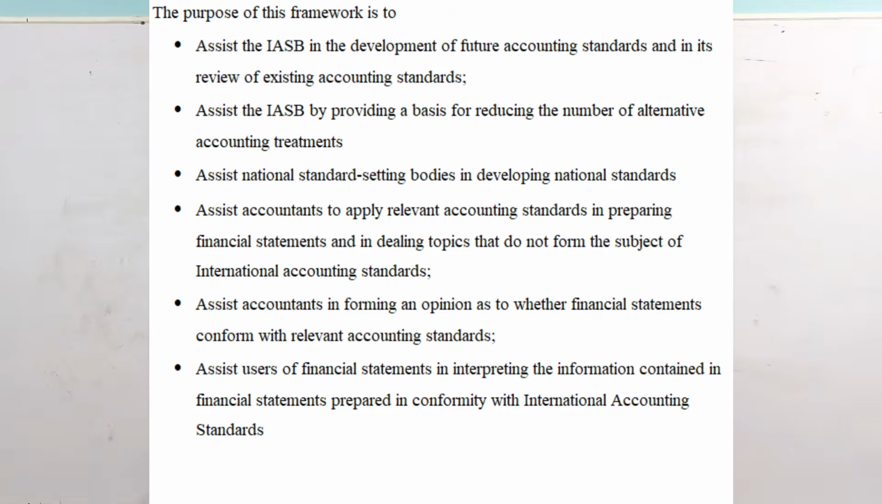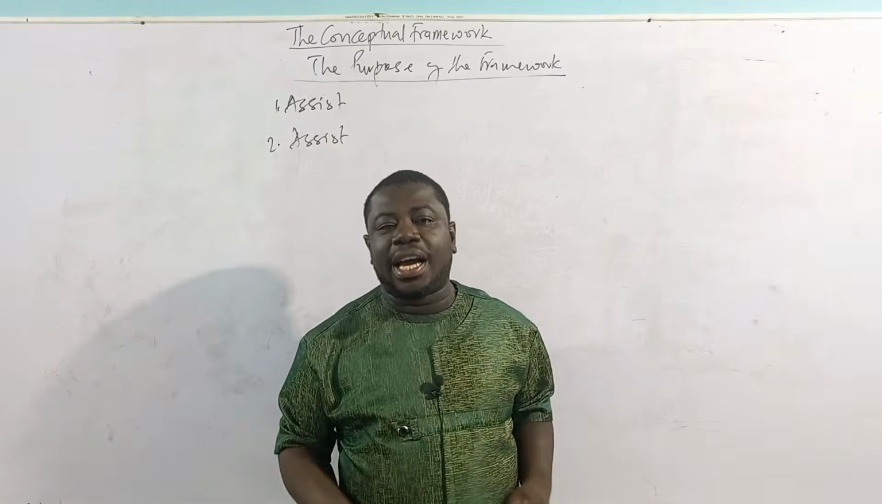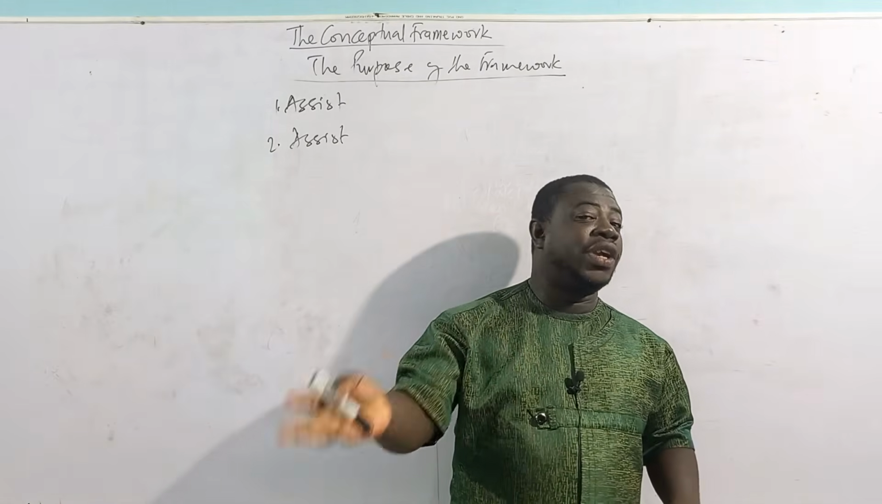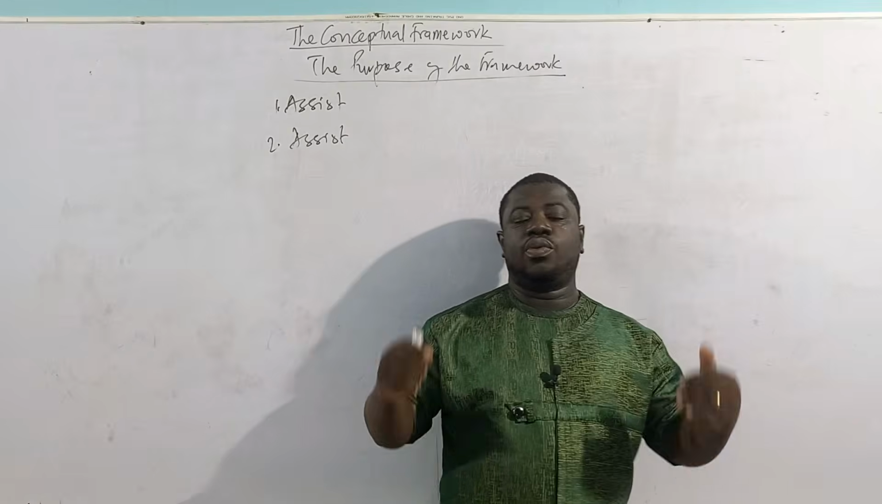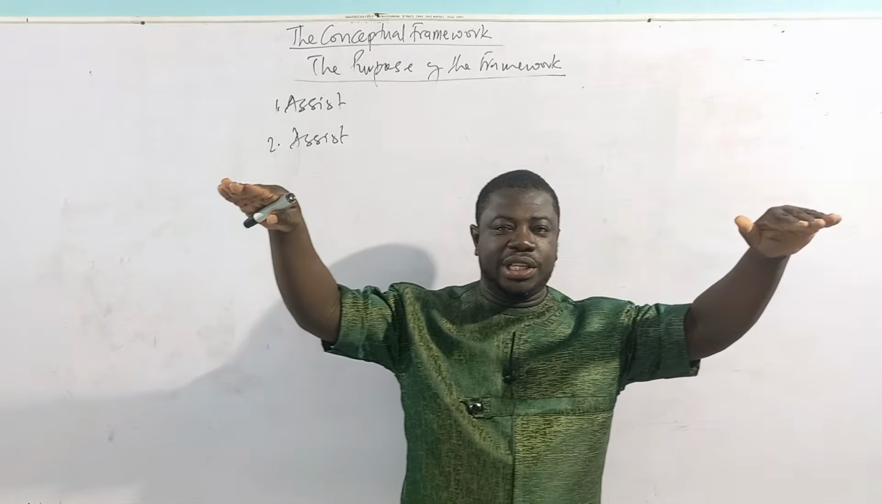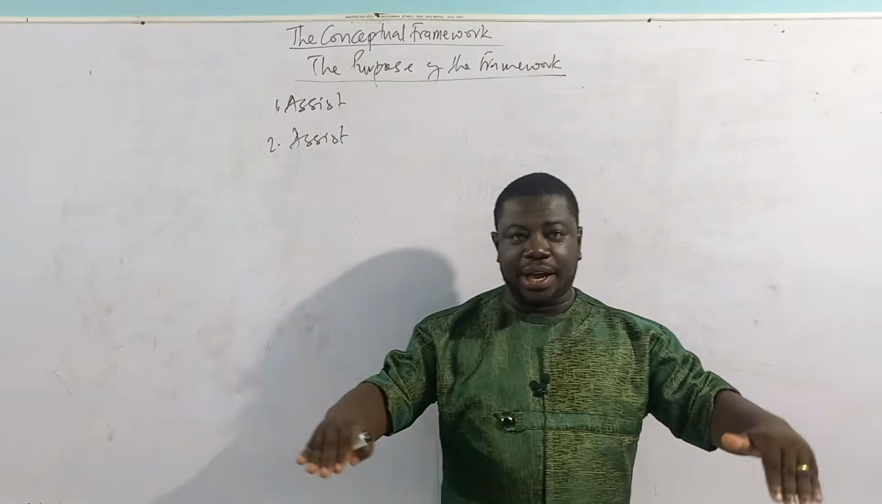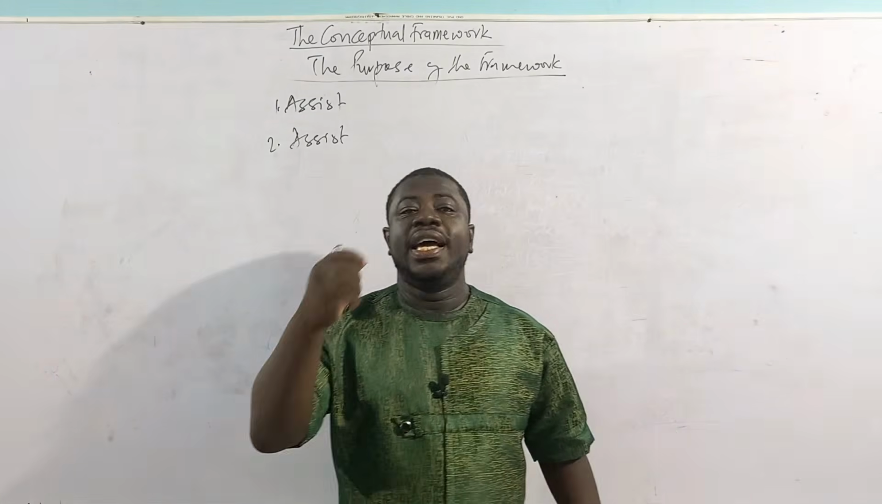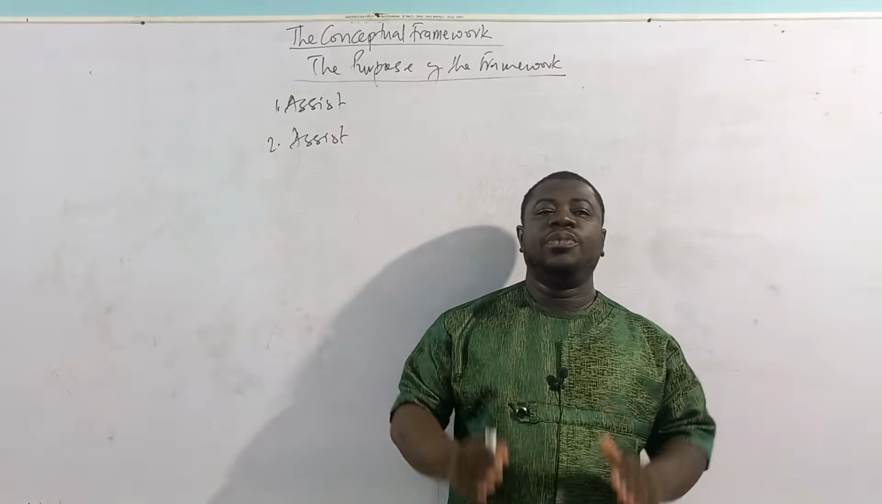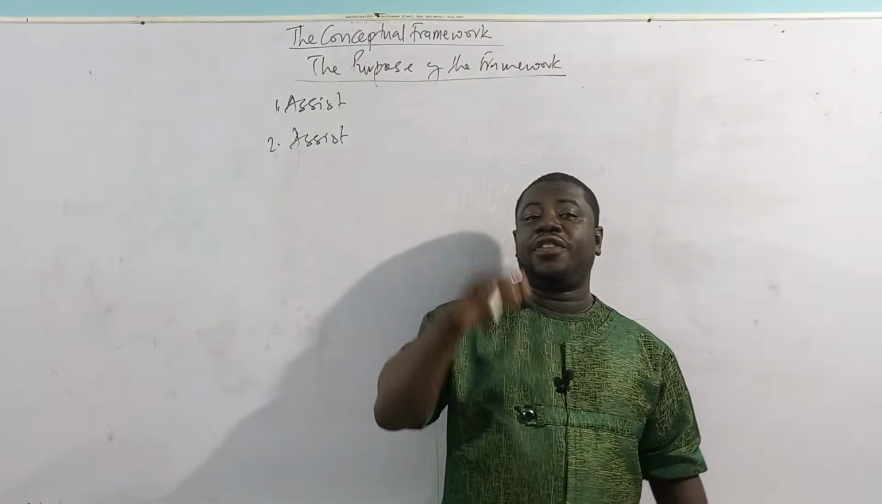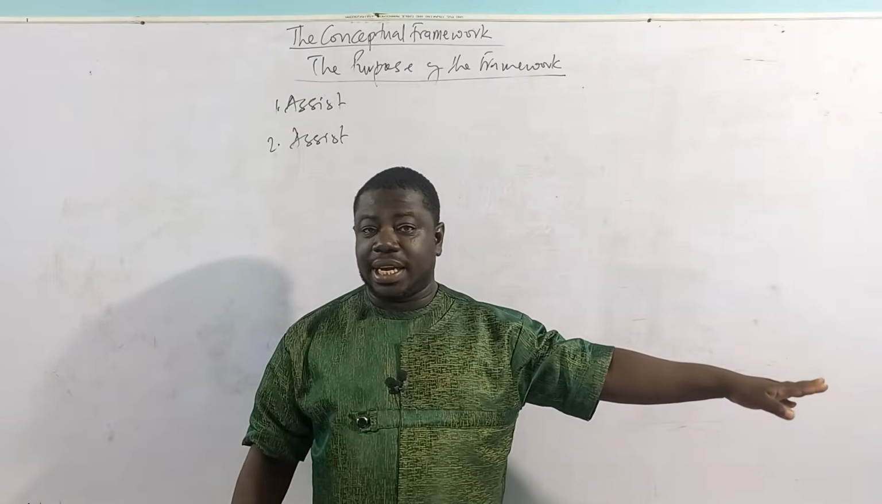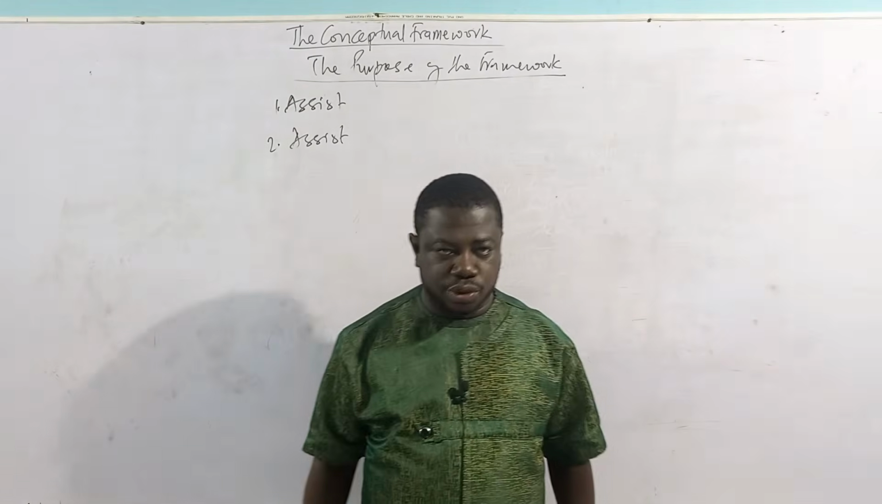Now, the fifth point that I'm going to read is to assist accountants in forming an opinion as to whether financial statements conform with relevant accounting standards or not. Okay, so it's assisting the same accountants, and here the accountants are more of auditors. Because one, it has assisted the board twice, assisted the national bodies. Now it has dropped to the level of the accountants, the same accountants who are now auditors. So the conceptual framework helps the auditors or accountants to form an opinion as to whether the financial statements conform with the relevant accounting standards. That is what it's assisting the accountants to do.